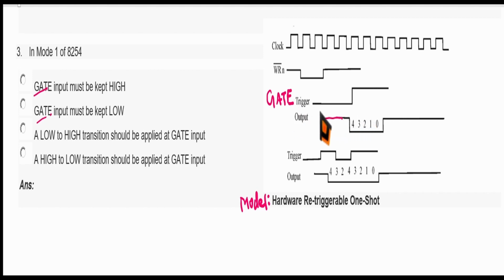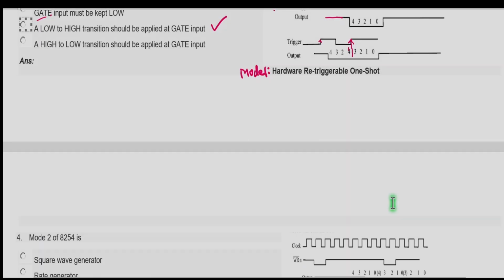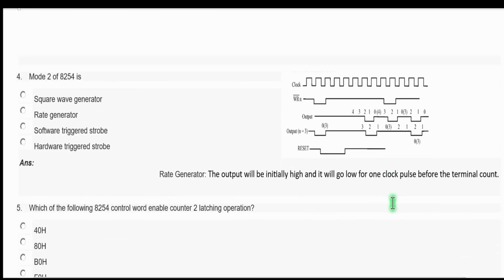So in this waveform, the triggering signal is initially low and when it goes high, the counter is triggered. So this edge will trigger the counter. So this is a low to high edge. So this is the correct answer. Now let us see the next question.